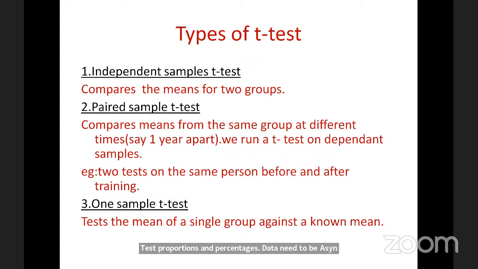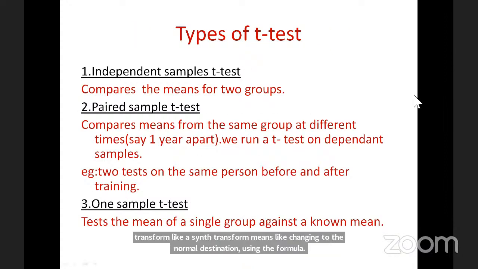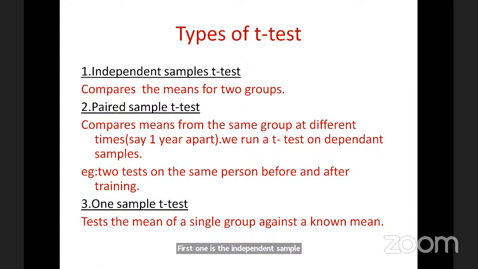These are the different types of t-test. The first one is the independent sample t-test. It compares the means for two groups. It's an independent thing. And the paired sample t-test is also known as the dependent samples test. It compares the means from the same group at different times, for example, one year apart. We run a t-test on dependent samples. So these are dependent ones. For example, two tests on the same person before and after training.